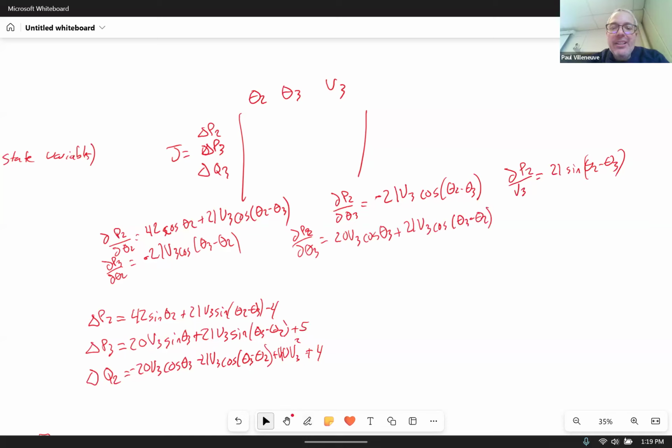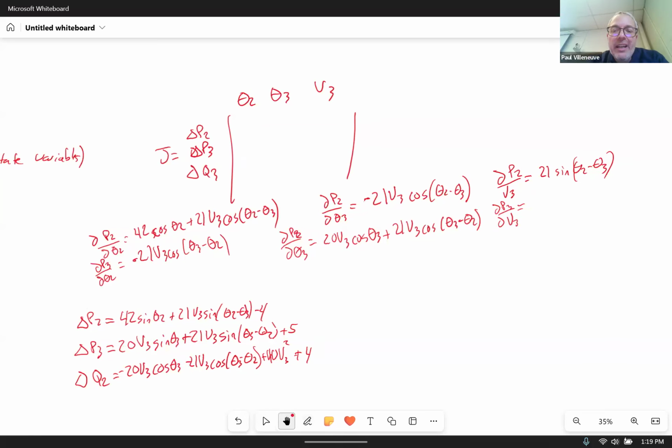Last equation, delta P3 with respect to V3, got it right. Okay, let's see. So I have 20 sine theta 3 plus 21 sine theta 3 minus theta 2. Okay. 3 more partials. We're almost done.